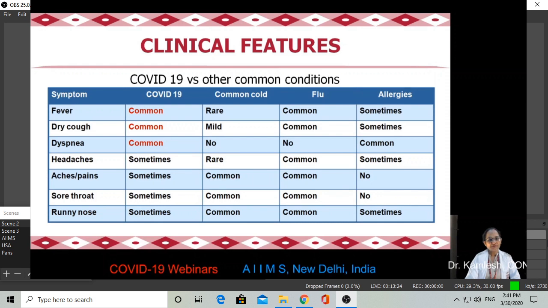Now, COVID-19 versus other common conditions: how the signs and symptoms vary. If we take a look at this table, the most common features in COVID-19 would be fever, dry cough, and dyspnea, which is not so in the case of the common cold. Headaches, aches and pains are common in flu, but not really in COVID-19. Sore throat, runny nose, etc. are not as common as in conditions like flu.